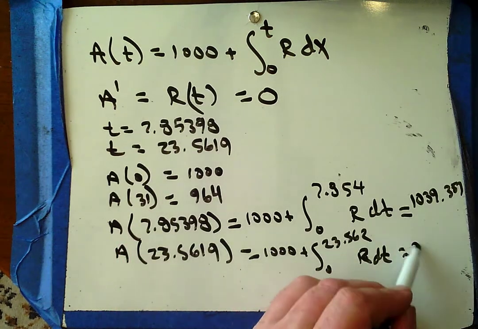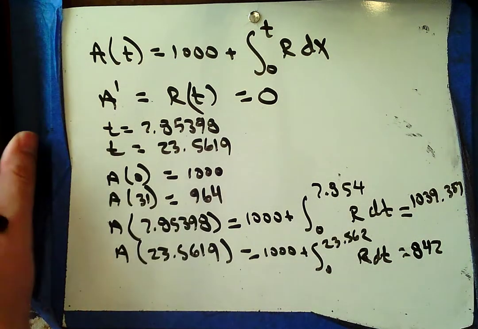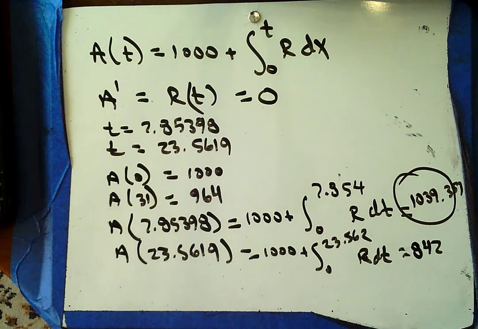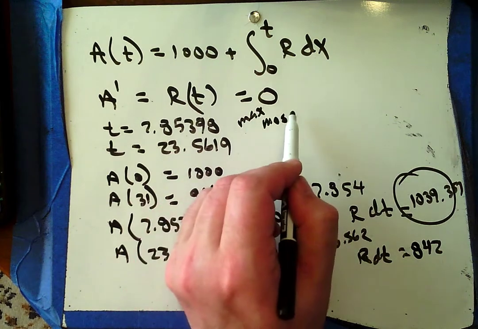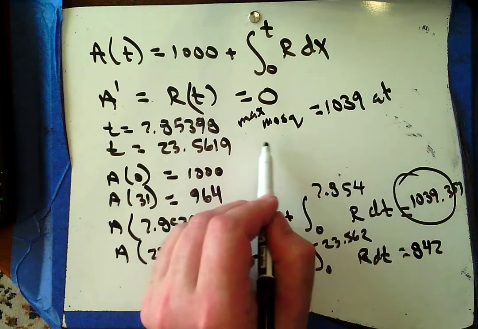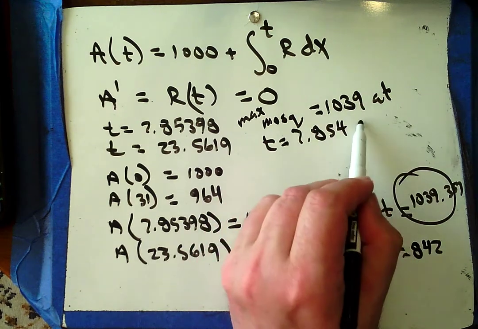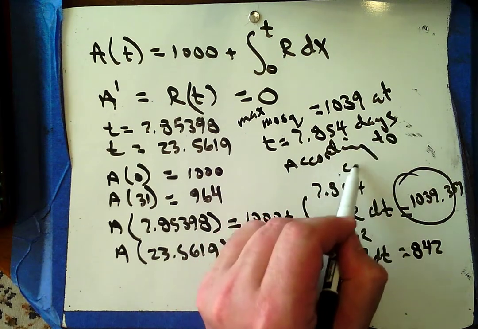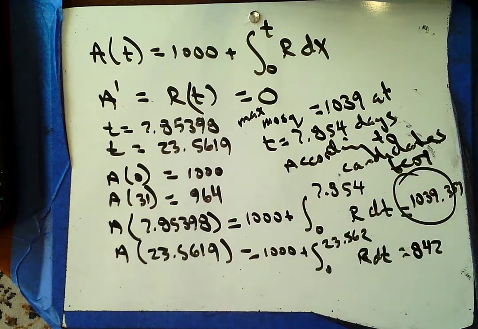So we've got 842 to the nearest mosquito, it says, right? Yeah. I say that's the maximum number of mosquitoes. Max mosquitoes equals 1039 at t equals 7.854 days according to the candidates test. Okay.